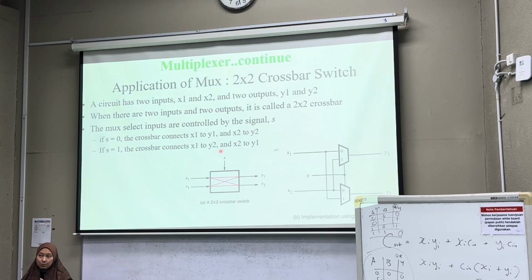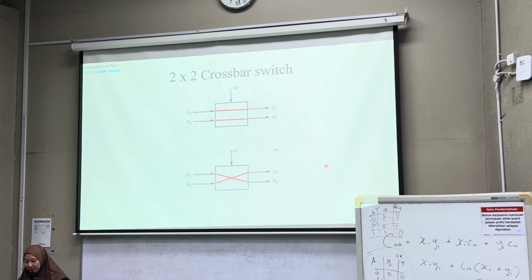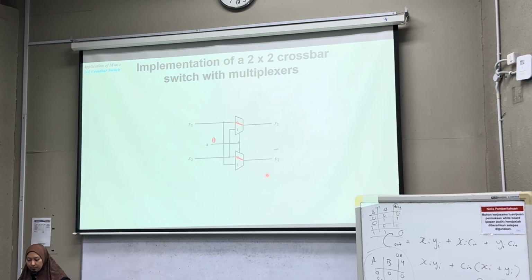This is called the crossbar switch, and this is the circuitry. This is a demonstration of it. When S is 0, we've got x1 equals y1 and so on, but when S equals 1, it crosses. So this is the implementation of the 2x2 crossbar with mux.